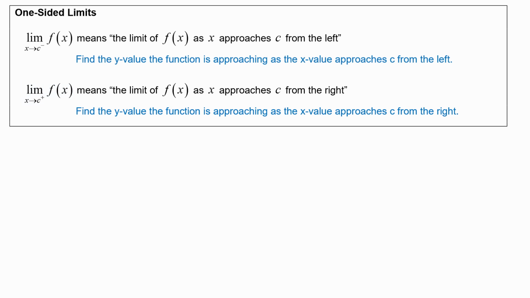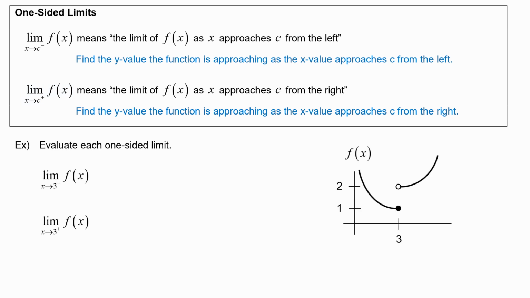Let's take a look at an example and see how this works. Here, we have to evaluate each one-sided limit. We are given this graph of f of x, and first up, we have to find the limit as x approaches 3 from the left of f of x. Now make sure you understand, this is not negative 3. The negative sign is not in front of the 3. The negative sign is up above in the position of the exponent. So this means we're finding the limit as x approaches 3 from the left.